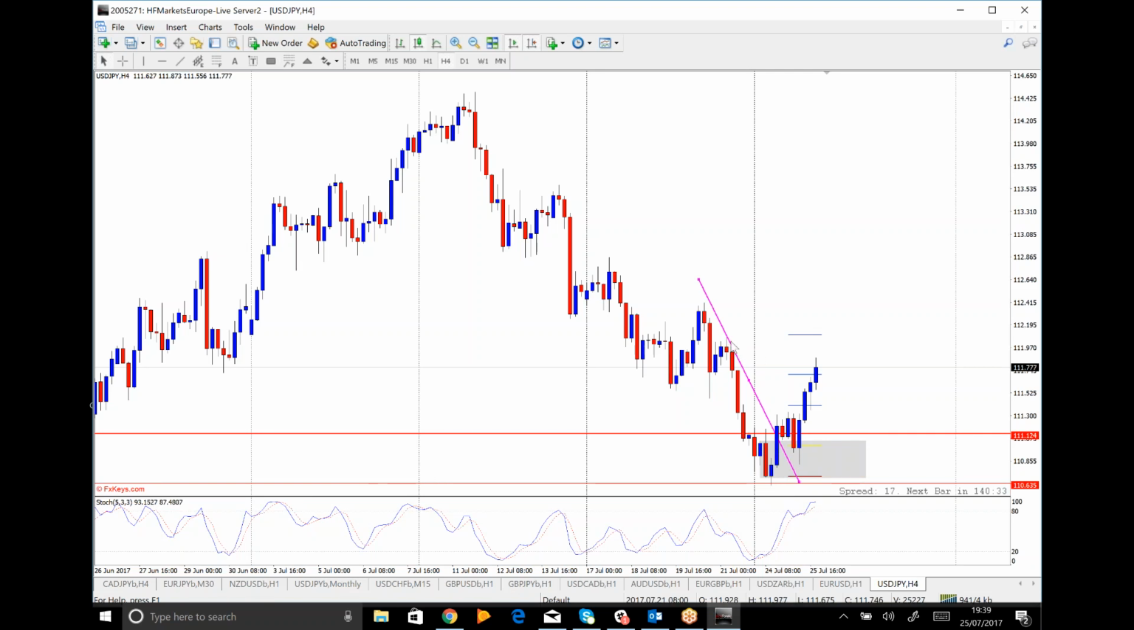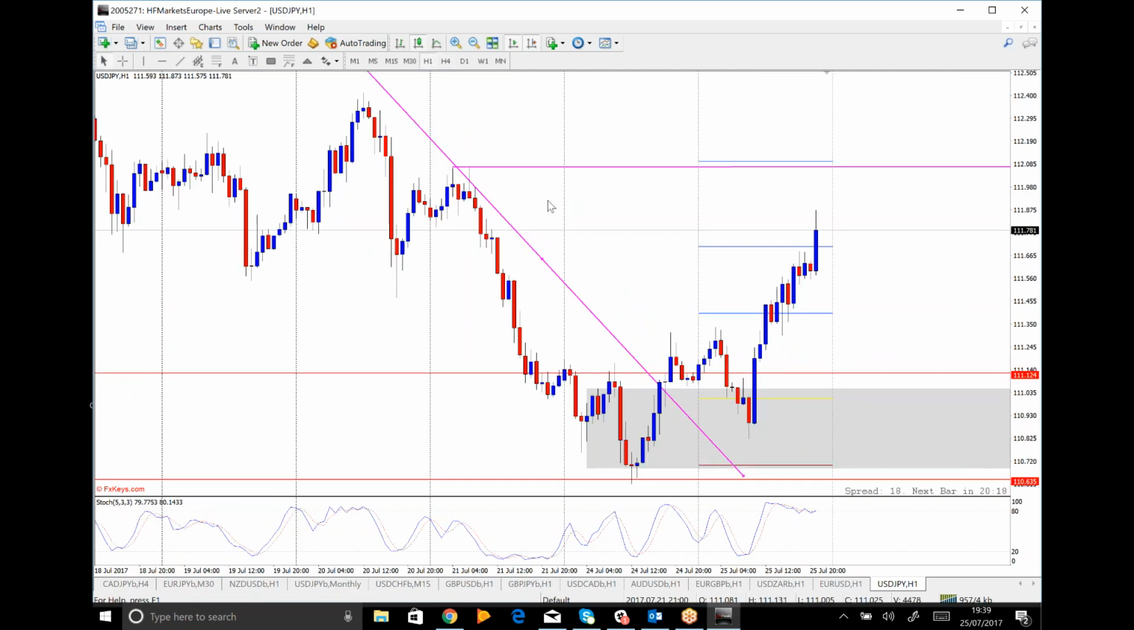Target was the 4-hour high. This is where the bulls are looking to score point first. Right there. So we still got ways to go in terms of target on this particular trade.